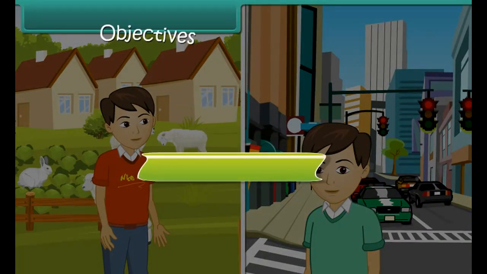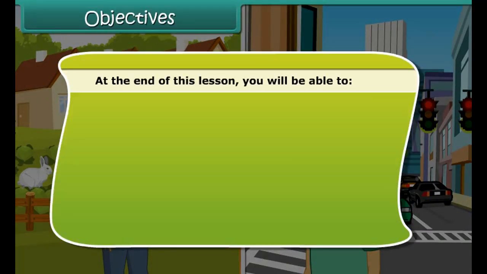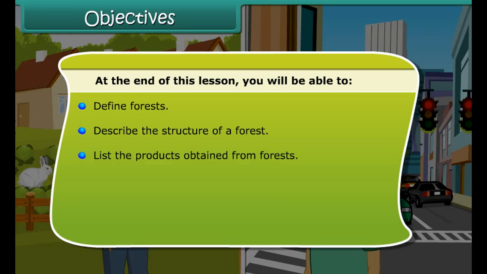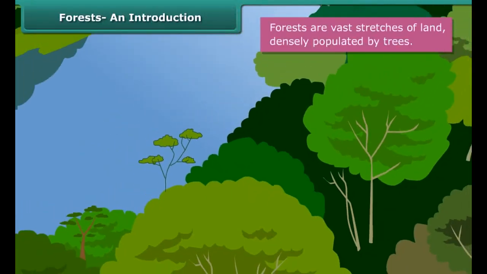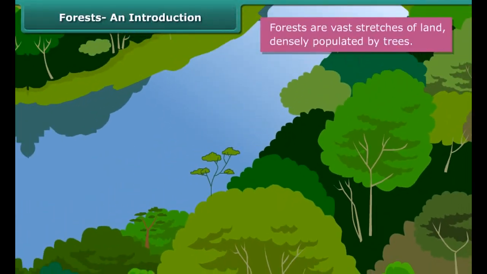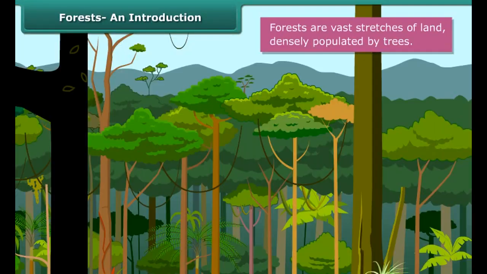Objectives. At the end of this lesson, you'll be able to define forests, describe the structure of a forest, list the products obtained from forests, define food chain, list the constituents of food chain, describe the importance of forests to human beings. Forests are vast stretches of land densely populated by trees.